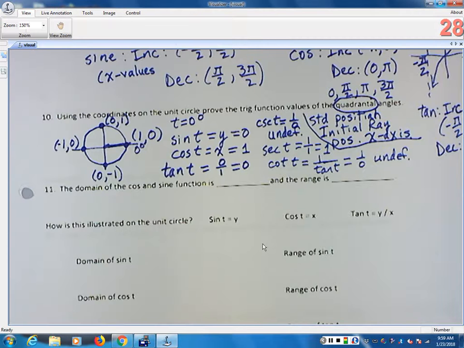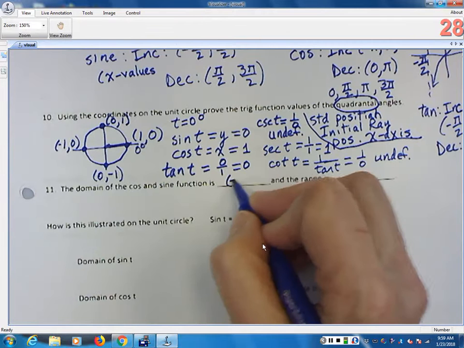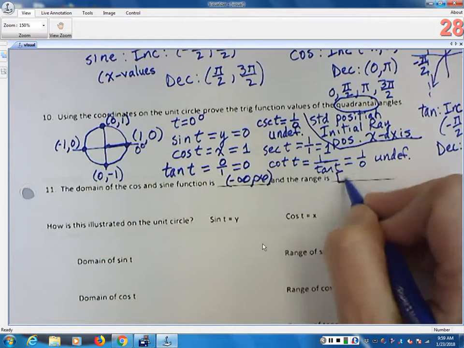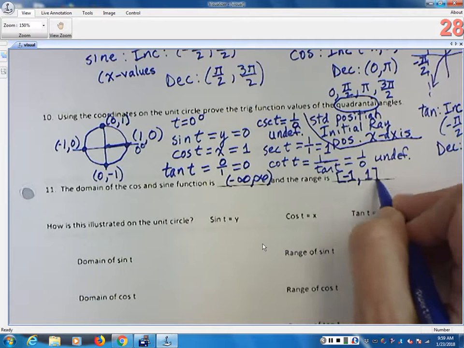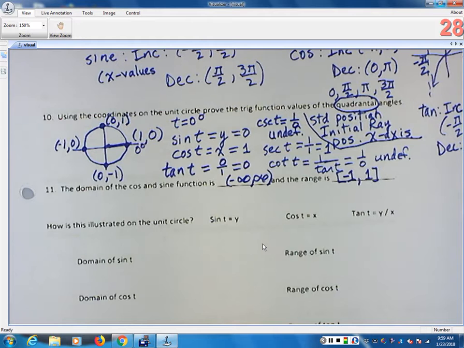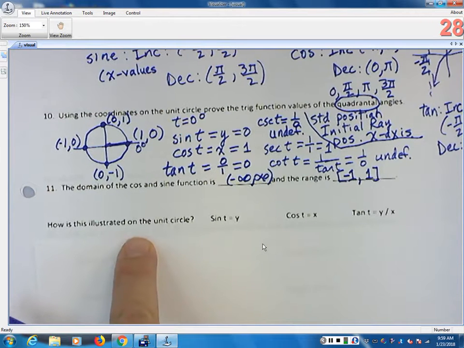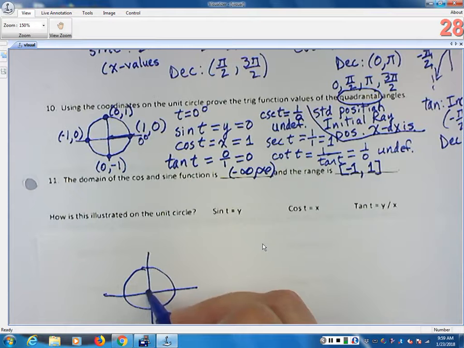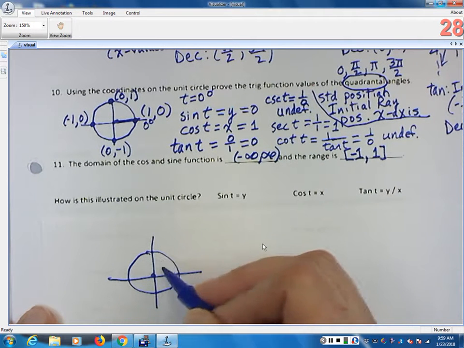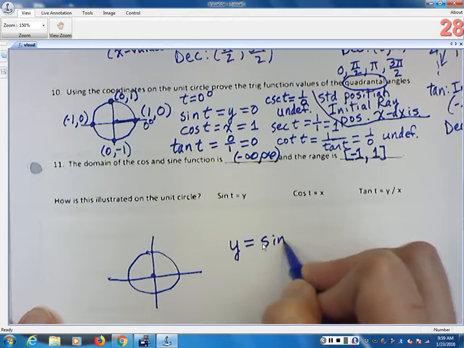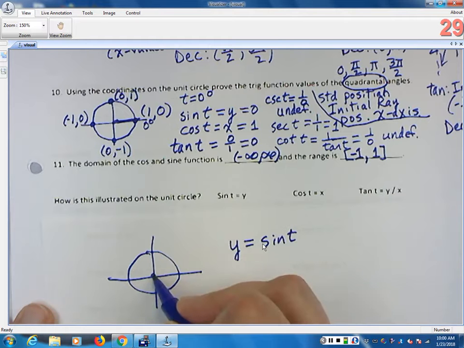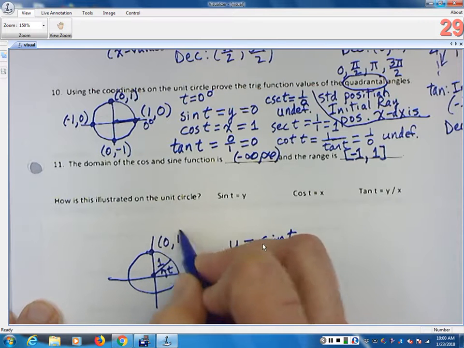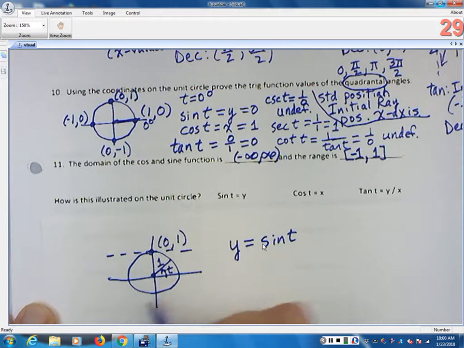Okay, so the domain of the cosine and sine function is minus infinity to infinity, and the range is minus 1 to 1. If we draw a picture of our unit circle, we can see how sine t equals y is illustrated. We have a unit circle, and we put it right with the origin there. So we've got our t going here, and 1, and this is 0, 1. So the y value, this is 0, minus 1.